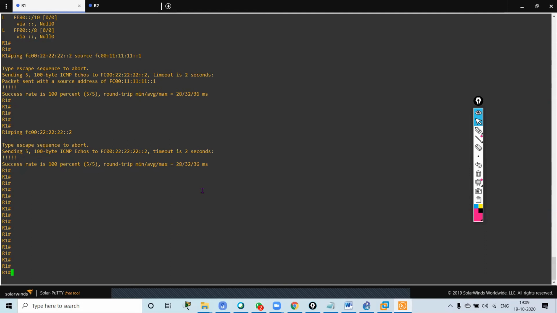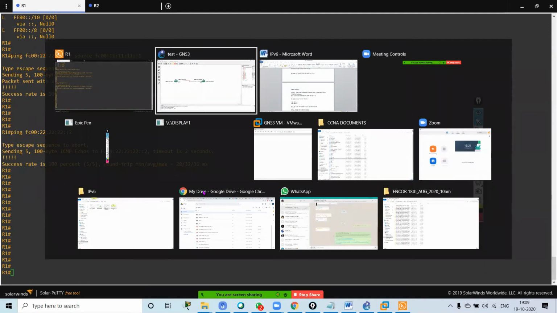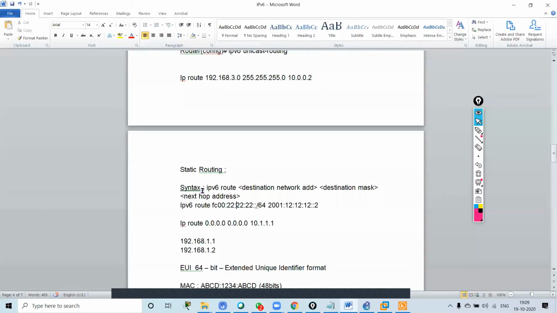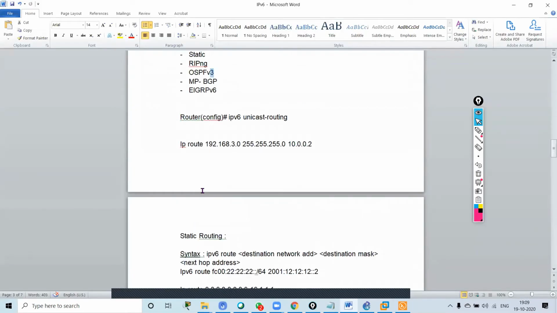Now as I told you, we have different routing protocols over here. But in our syllabus, we are only having OSPF version 3. If you want, I can show you RIP-NG and I will show you OSPF version 3. Okay. How to configure OSPF version 3. Because we are only having OSPF version 3.